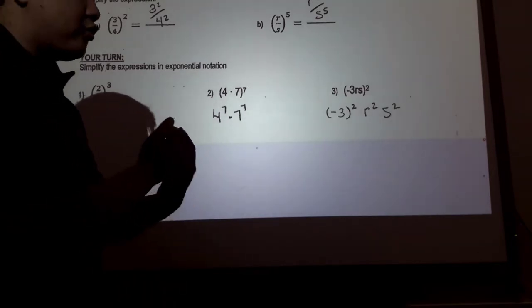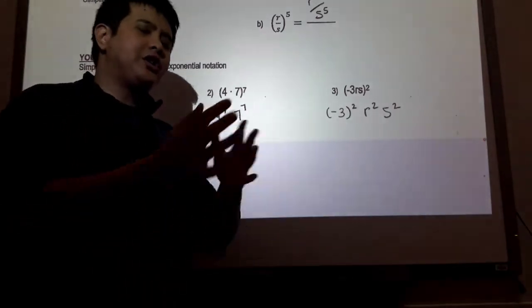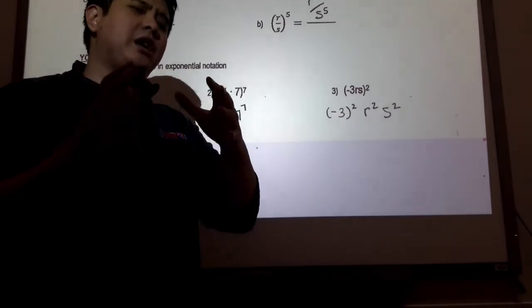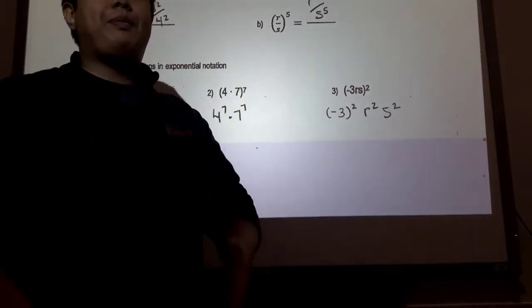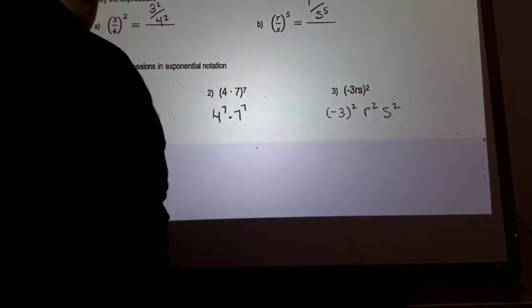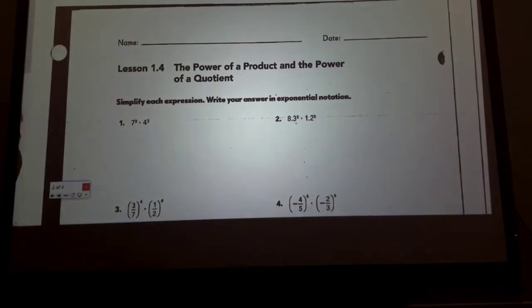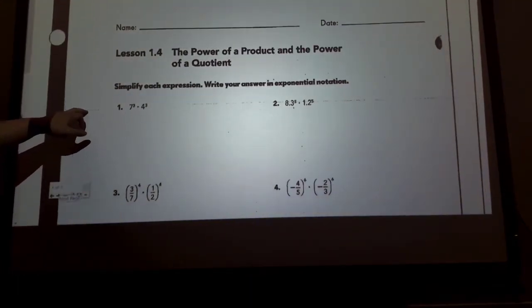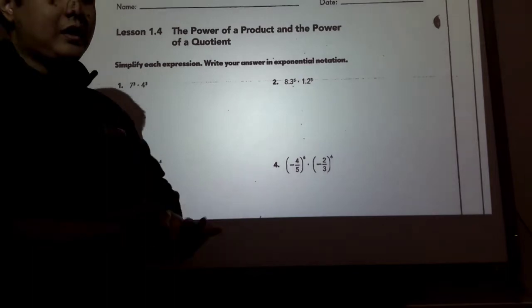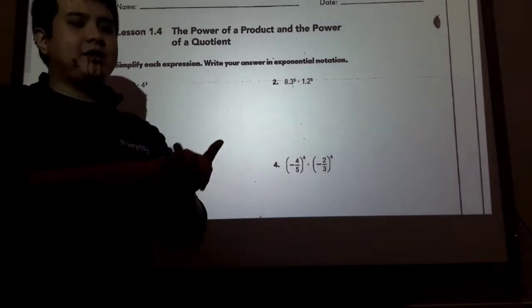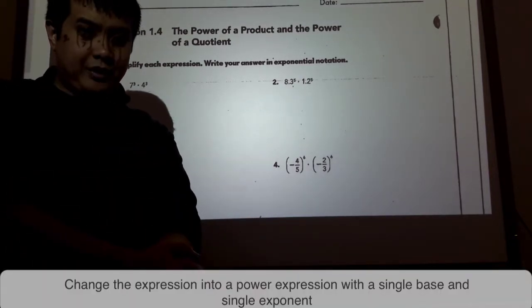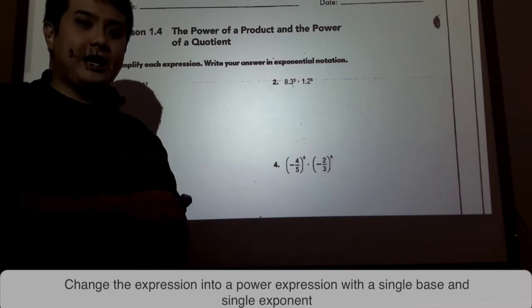Now we're going to take a look at this worksheet. This worksheet is slightly different than the one that you were doing because instead of simplifying, we're going to go backwards. I know that the directions say simplify. That's not really what we're doing. What we're doing is trying to change this into a single base and a single exponent.